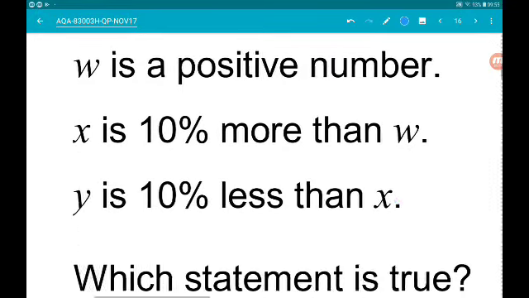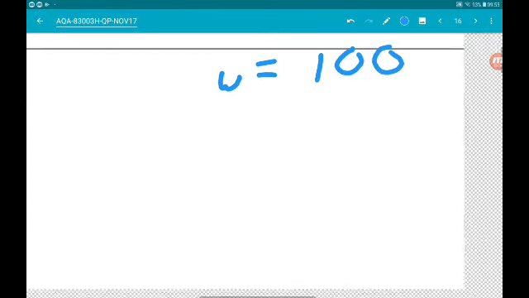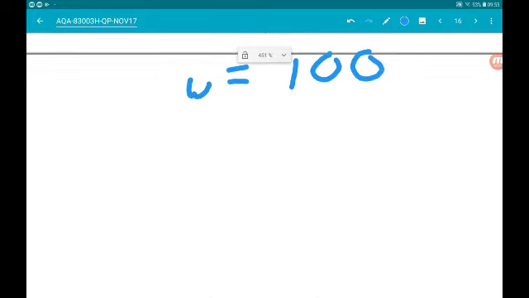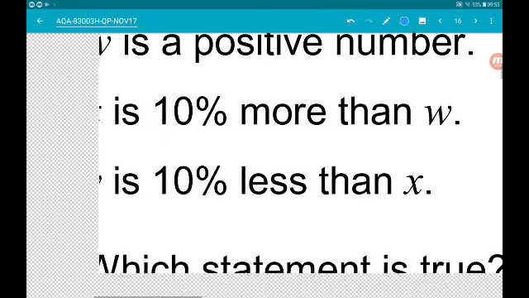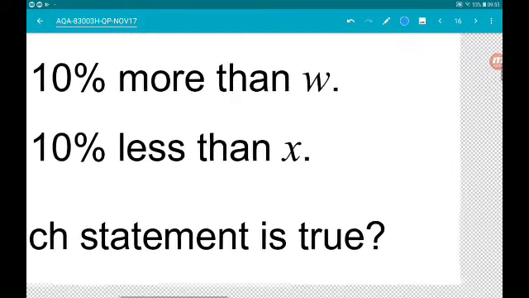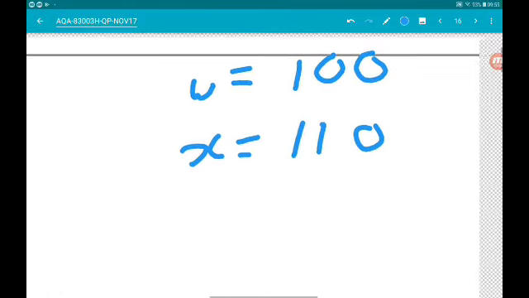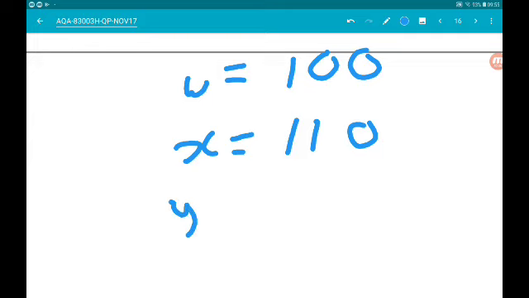X is 10% more than W. So 10% of 100 is 10. So X is 110. Y is 10% less than X. So 10% of 110 is 11. 11 less than 110 is 99.